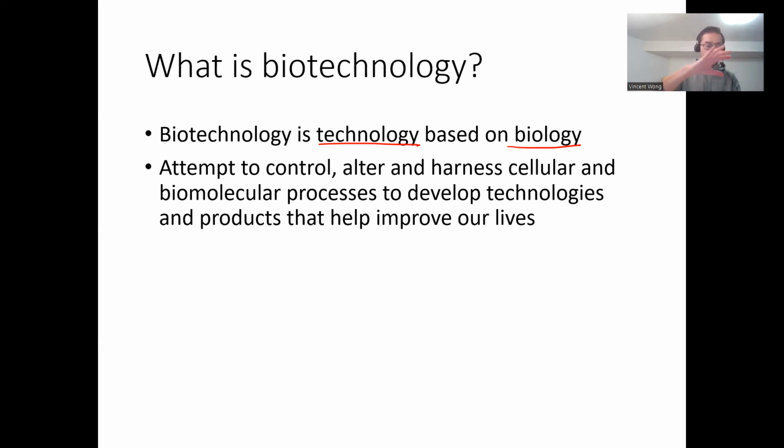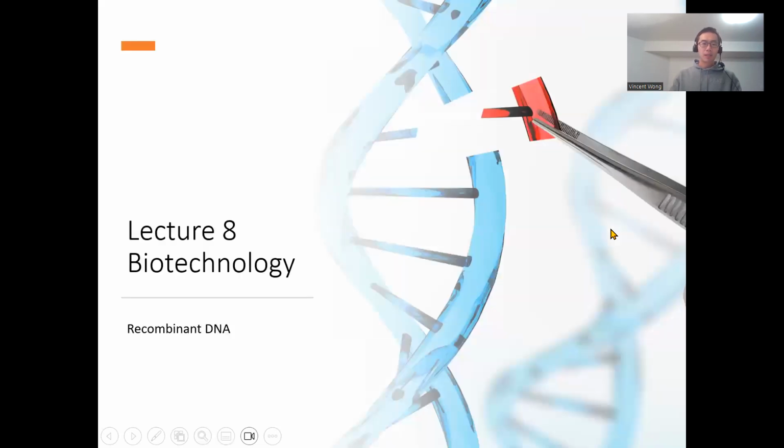So we alter some of these processes that we understand, like DNA replication. We try to understand that, and we try to change it, and then we try to put it to use so that we create some kind of technology that would help improve lives. So the first thing we are going to learn, and it probably is the last thing we're going to be learning for today, because this is so much, is recombinant DNA.